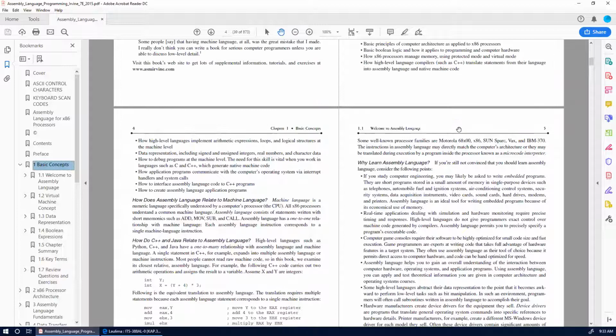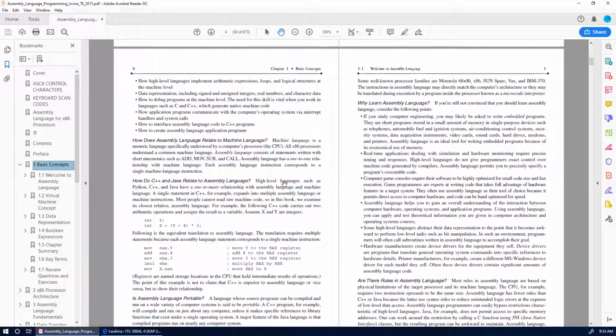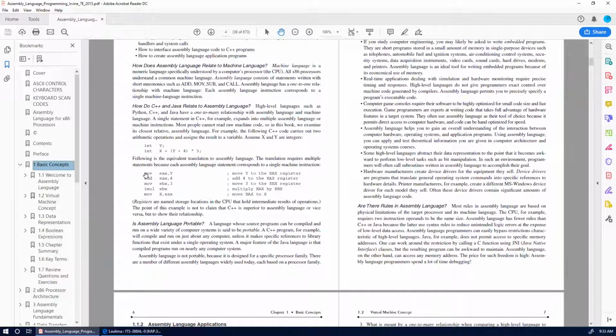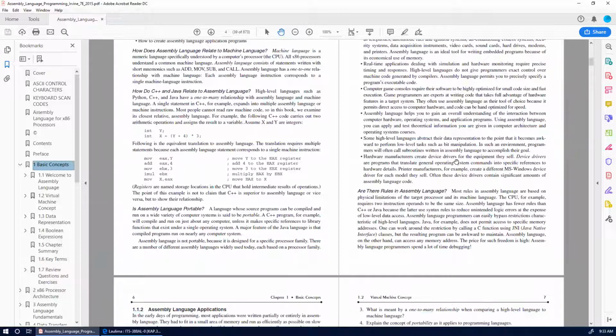In this course we're covering assembly language, and here's an example assembly language program. It looks like it computes this expression right here. So we do an add, and then we do a multiply, and then we move some data around.